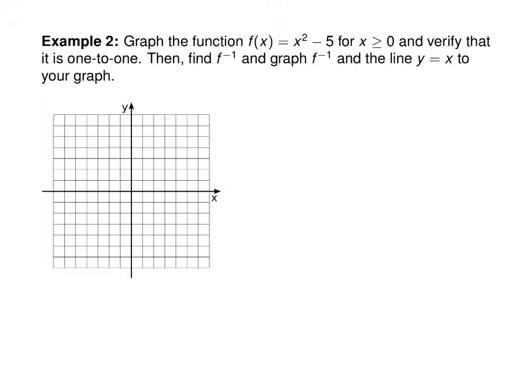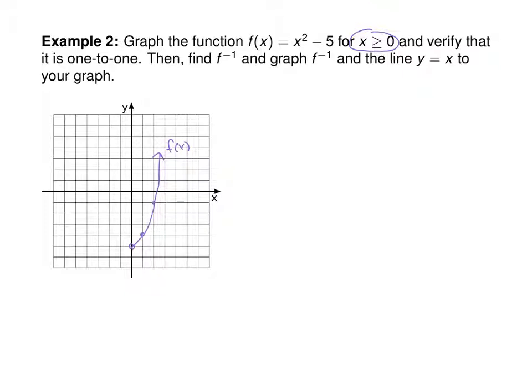So graph the function x squared minus 5 for x bigger than or equal to 0, and verify that this is 1 to 1. So because you added this bit in, you made the function 1 to 1. So what does x squared minus 5 look like? The parabola shifted down 5. And it's the positive half, exactly. Okay, so there is f of x. If that had said x is less than or equal to 0, it would have been the negative half.